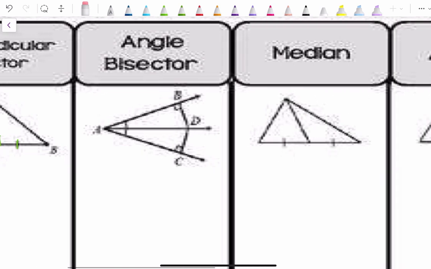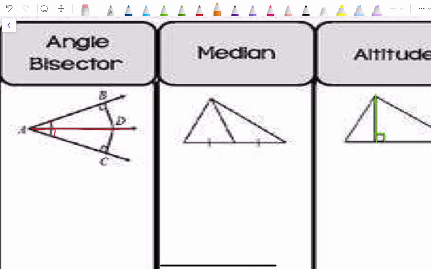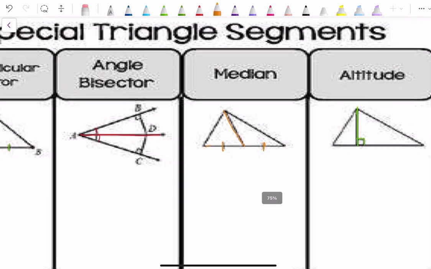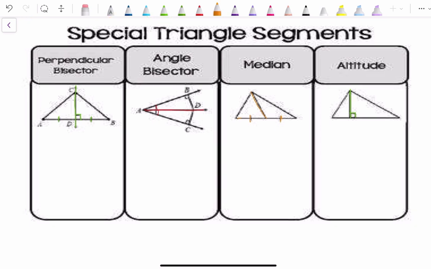Then we have the angle bisector, which is a line that cuts an angle in half. And then we had the median, which was a line that cuts a side in half, the opposite side. So that's really the difference between all three. Perpendicular bisector cuts sides in half too, but it also makes that perpendicular line, which is the more important part.